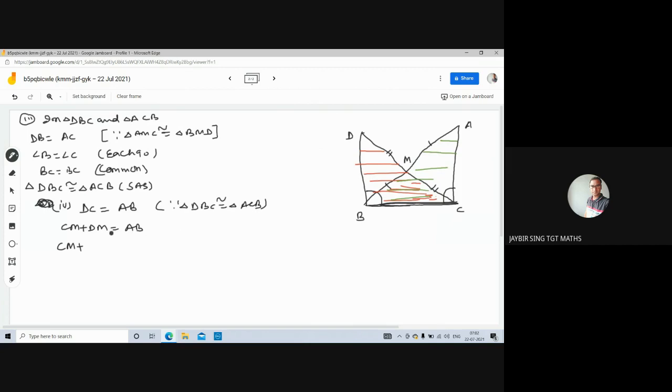Earlier, it is given in the question, CM plus CM is AB, because CM is equal to DM. So twice of CM is equal to AB. So CM can be written as half of AB. So this is a very important question and a good question also. So just revise this once again. Thank you so much.